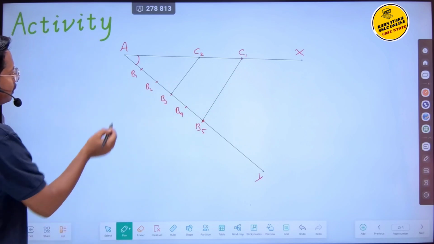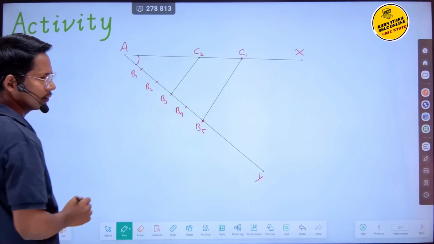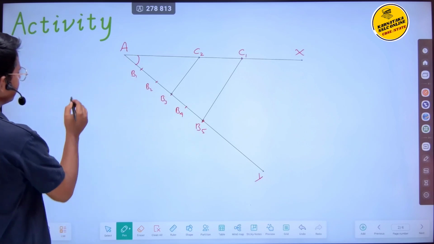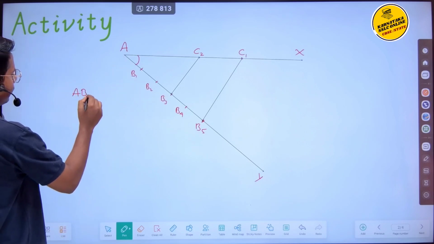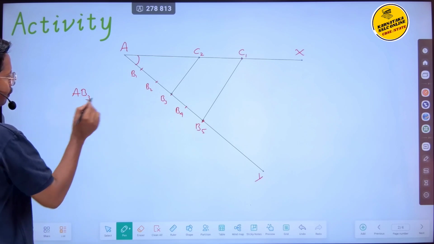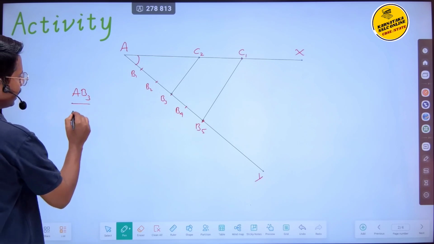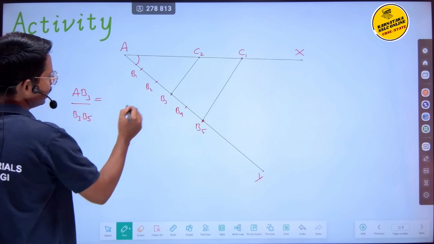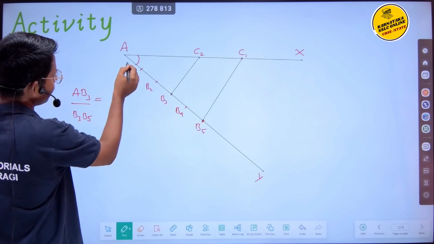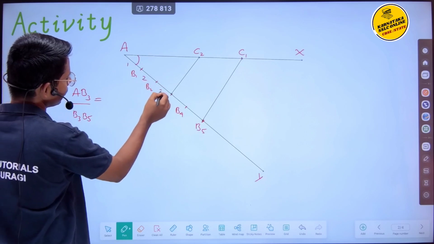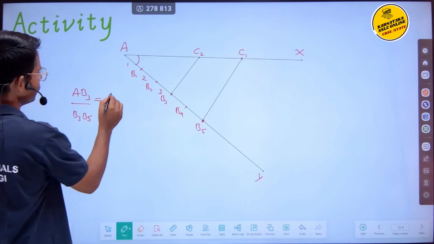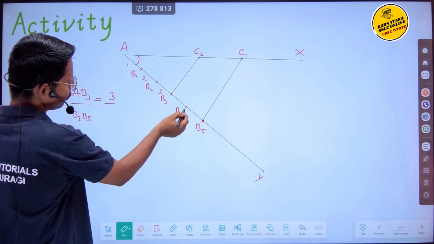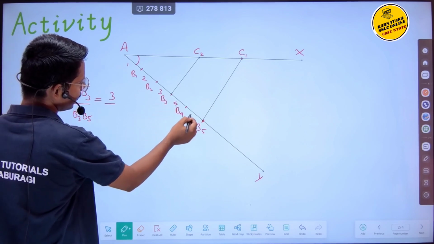We know that these 5 points are at equal distance. From A to B3, how much? If I take the ratio of A to B3 by B3 to B5, it is going to be first 3 units, 1, 2, 3, equal units, isn't it? So 3 by, what about B3 to B5, the 4th unit and 5th unit.